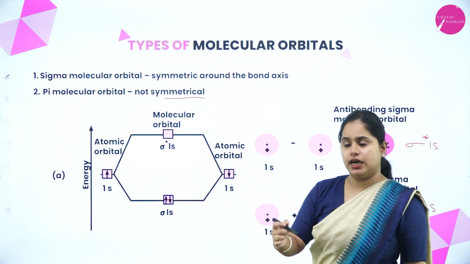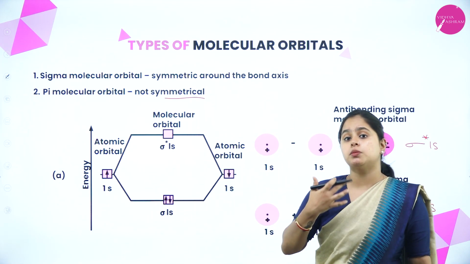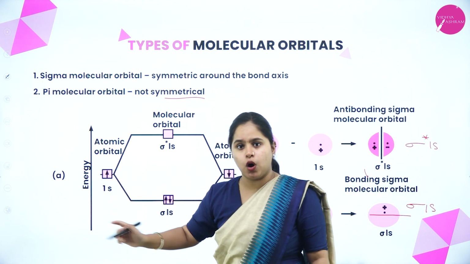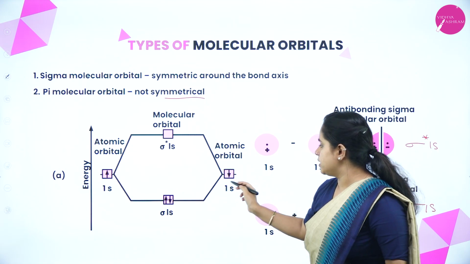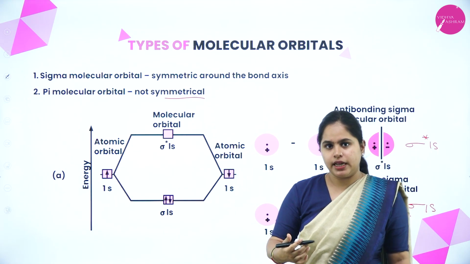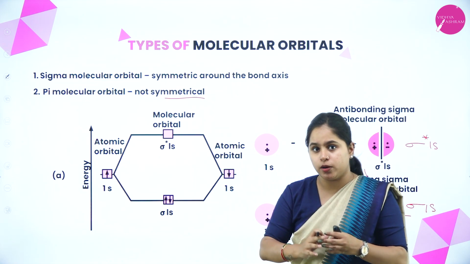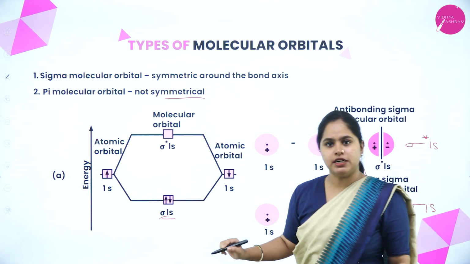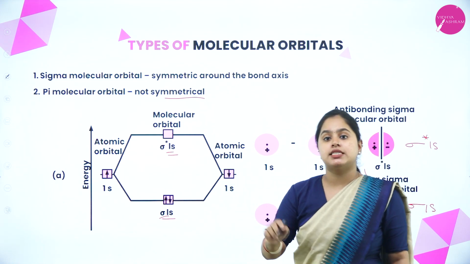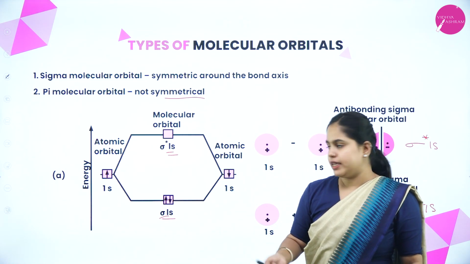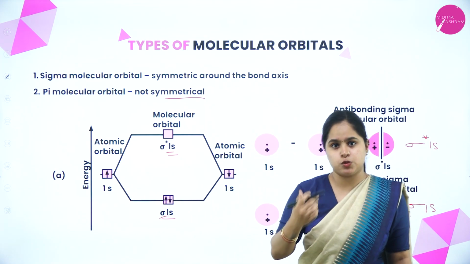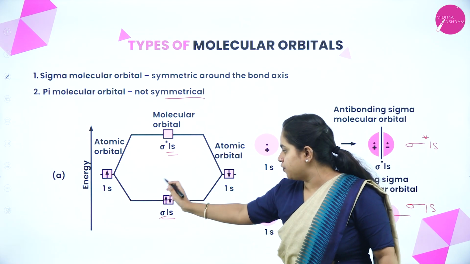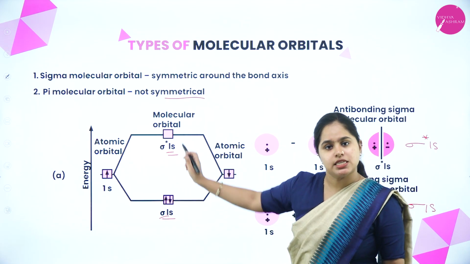Now you can see here how the molecular orbital diagram is drawn. This 1s orbital is of one atom and this 1s orbital is of another atom, right? Then these two atomic orbitals combine and form two molecular orbitals. One will be sigma 1s and the other one will be sigma star 1s. So these two atomic orbitals, 1s and 1s of different atoms, combine and form the molecular orbitals sigma 1s and sigma star 1s.